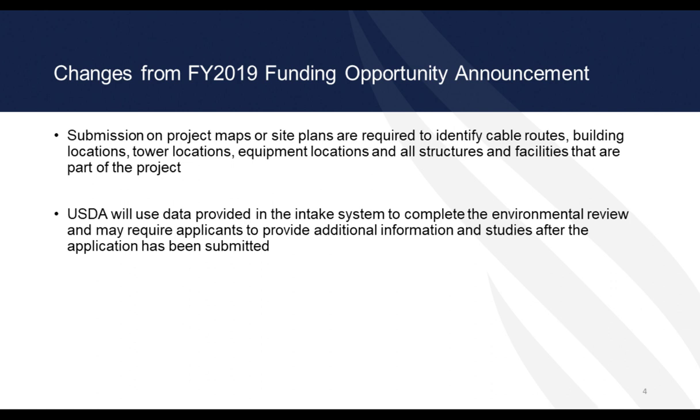Now we're going to move on to the key changes from the FY 2019 Funding Opportunity Announcement. To start, there are a couple of minor changes in the environmental area between last year's FOA and this year's FOA. These changes help clarify USDA expectations. First, project maps or site plans are required to identify cable routes, building locations, tower locations, equipment locations, and all structures and facilities that are part of the project. That means everything you plan on putting on that route must be identified.